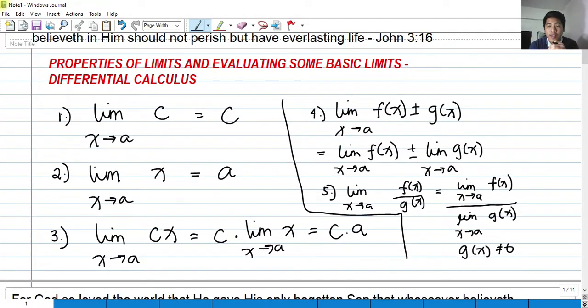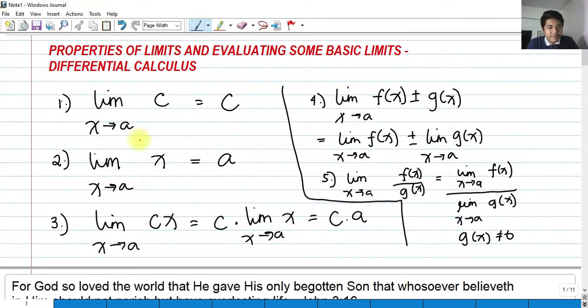Note that these are only basic properties of limits and we will be evaluating limits that are really easy to evaluate. As we go on further in our study of limits, we will be solving complicated limits and even all the topics involving limits. So let's get started. For number 1, we have the limit of c.